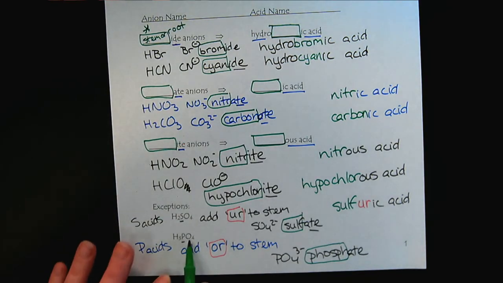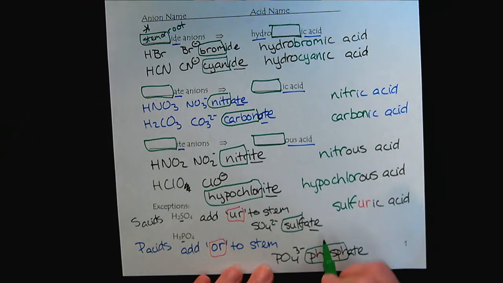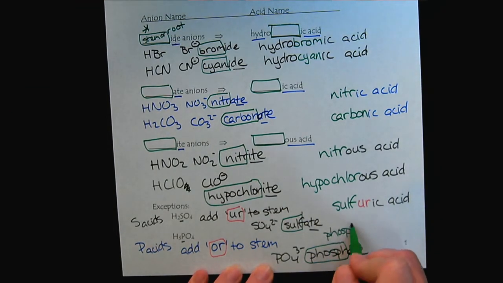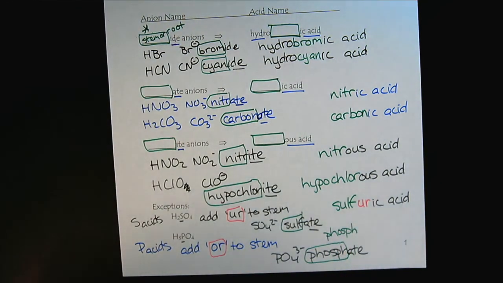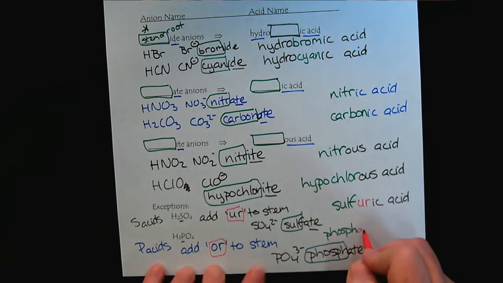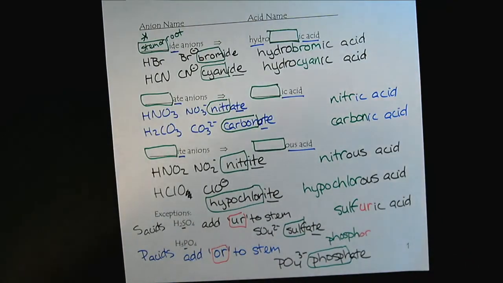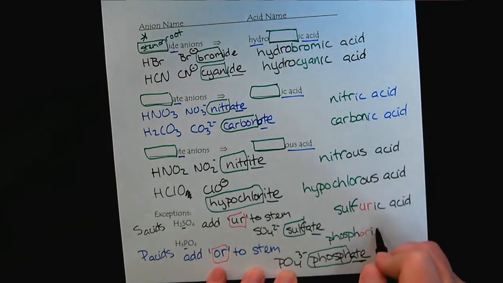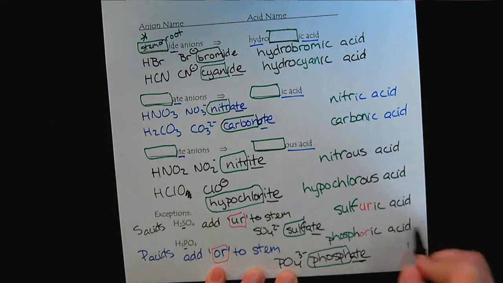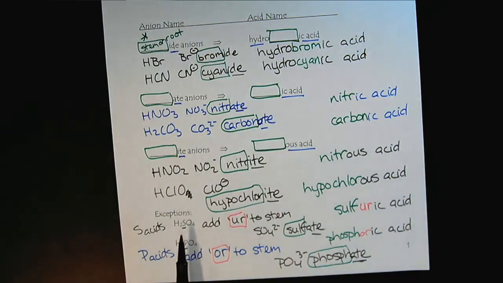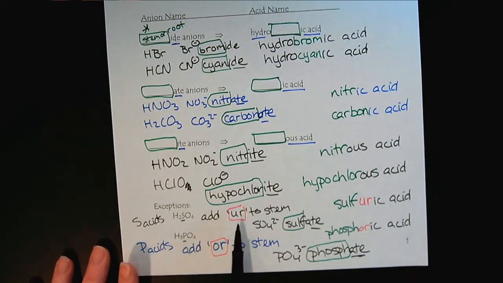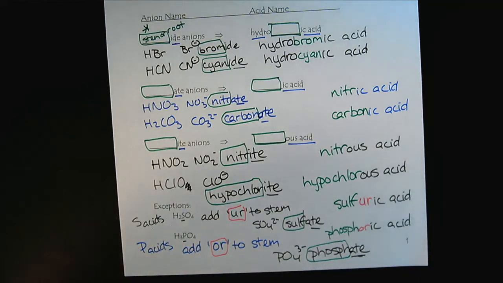So if we wanted to name this acid here, we begin with the phos, and it stops at the H. And now we add the OR, and then the 8 part tells us ic acid. So in naming sulfur-based acids, we add a UR to the stem, and for phosphorus-based acids, we add an OR to the stem. Okay, so now we have a good introduction to inorganic acids.